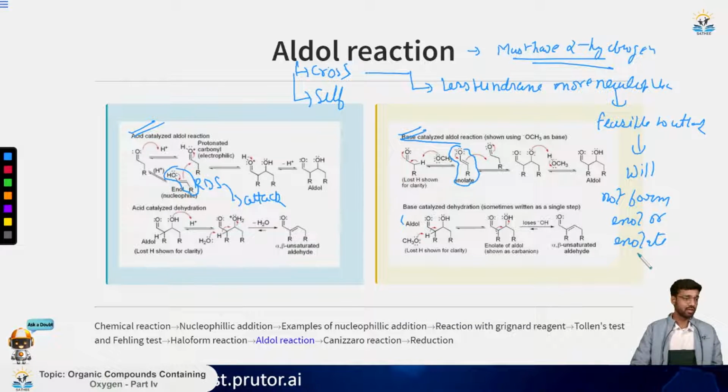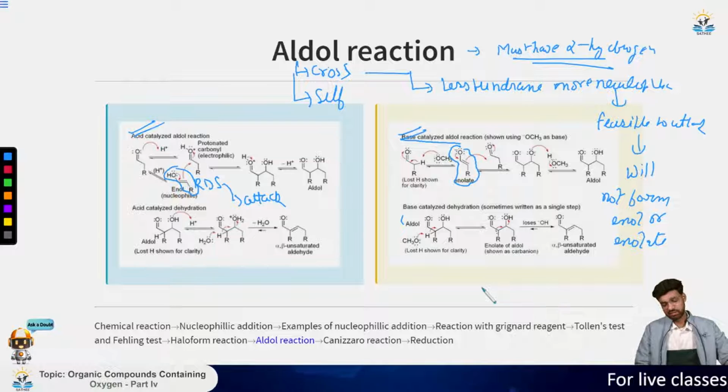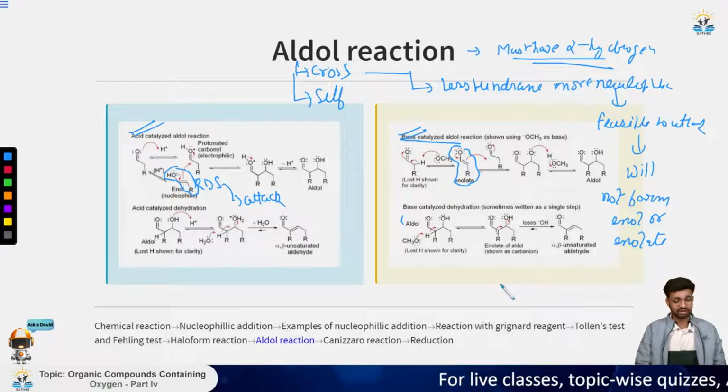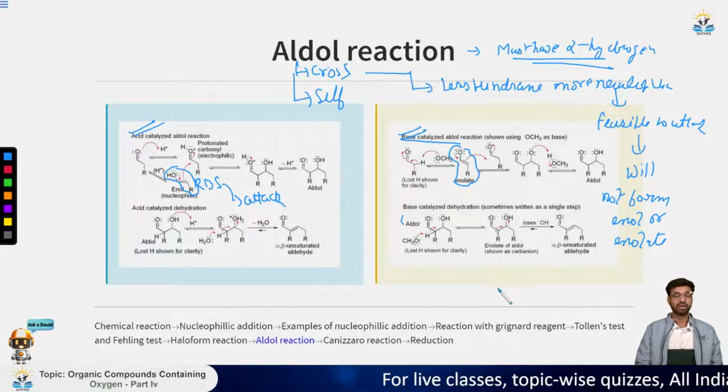So this was all about the aldol reaction. You must practice as much as possible. Pushing arrows is a good practice for it, but from the exam point of view, you should have a shortcut. We will solve questions, and I will show you the shortcut method for the aldol reaction.